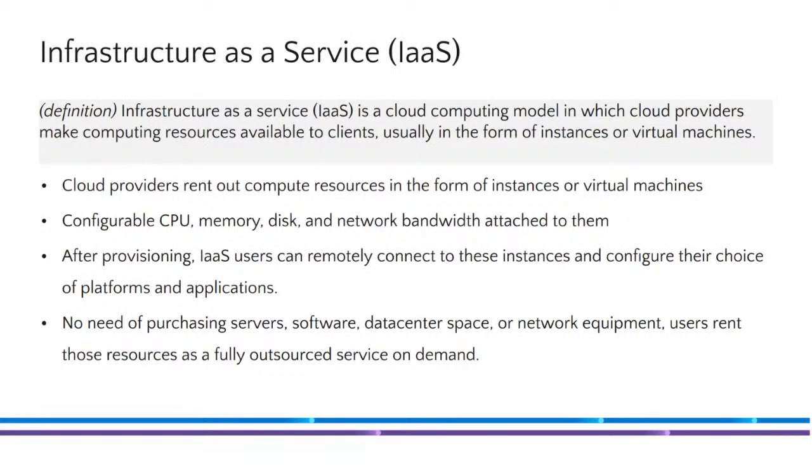Infrastructure as a service is a cloud computing model in which the cloud provider makes computing resources available to clients, usually in the form of instances. Because here what you are doing is creating instances in virtual machines. It can be an operating system, Mac OS. You're creating, for example, an HDD of 2 TB. You are basically creating a physical space in virtual form. That's the main thing behind it.